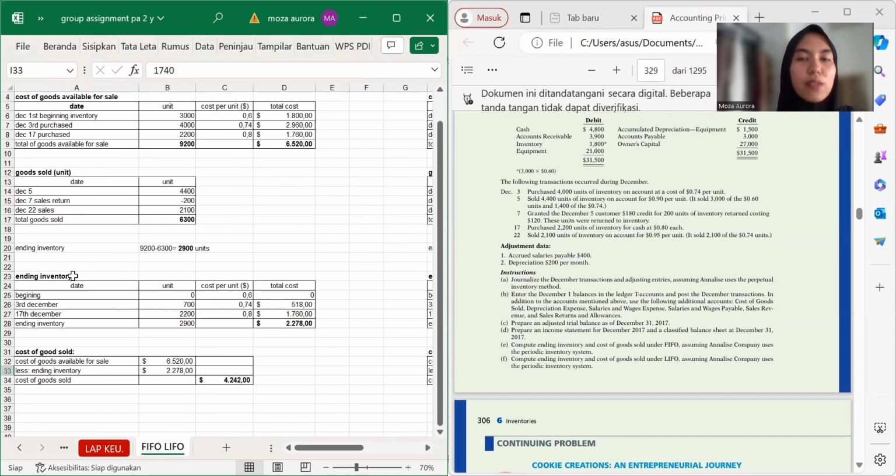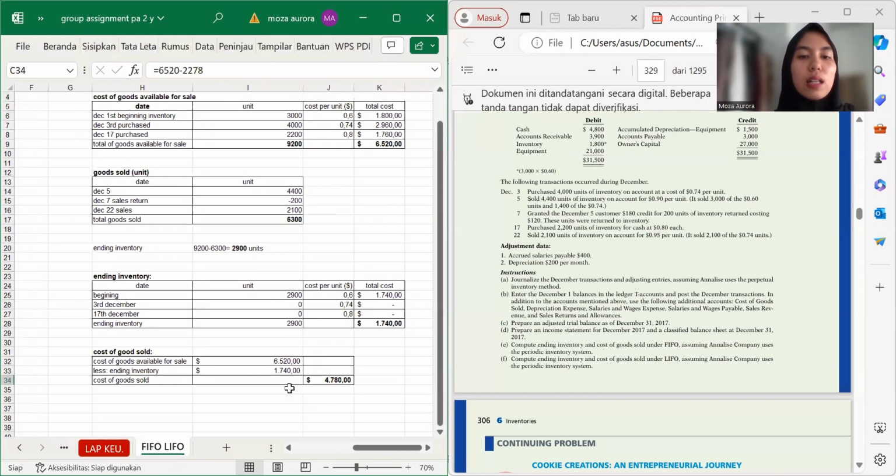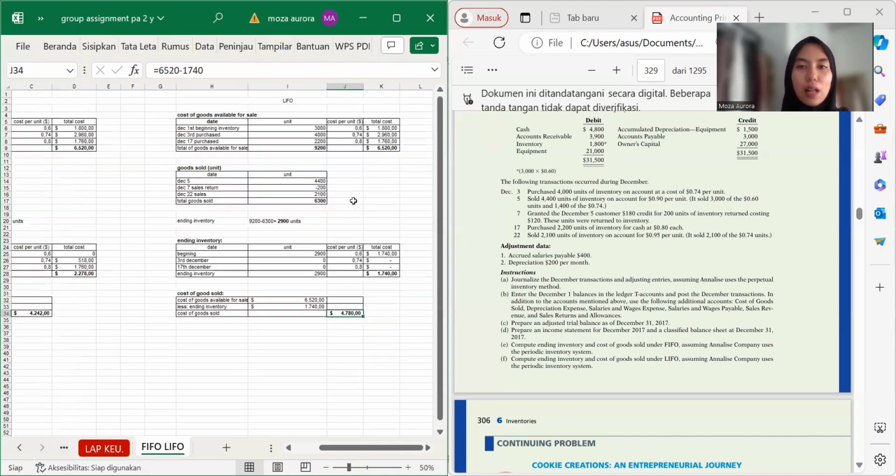For the FIFO, first in, first out method, the ending inventory is $2,278, and the cost of goods sold is $4,242. And for the last in, first out method, the ending inventory is $1,750, and the cost of goods sold is $1,790. I think that's all from us, and thank you for the attention.